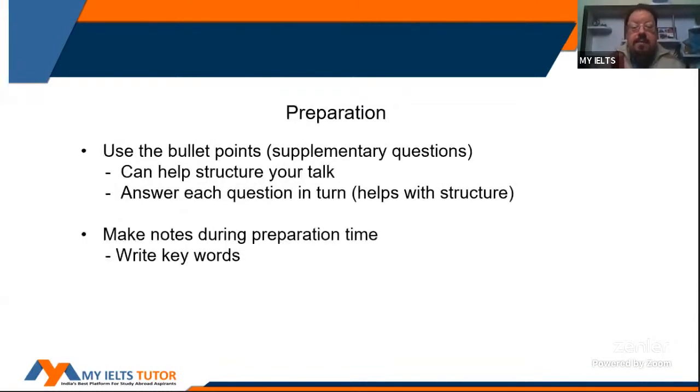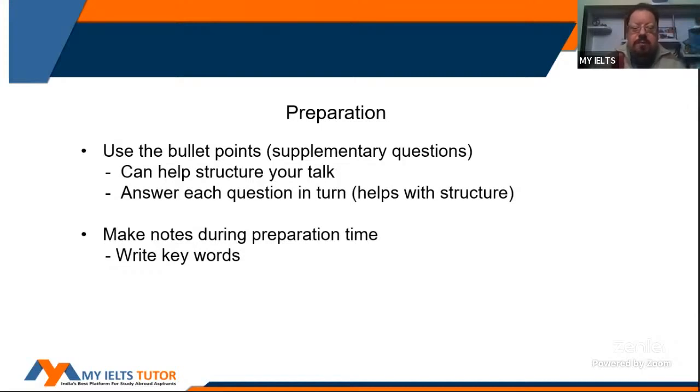Now, let's talk about preparation. I talked about using the bullet points before. And this is where another important aspect of the bullet points, the supplementary questions, come into play. They help you structure your talk. And they're looking at how well your talk is structured. They're looking at the organization of your ideas. And so use them, answer each one in turn. And that will give you a very good structure.